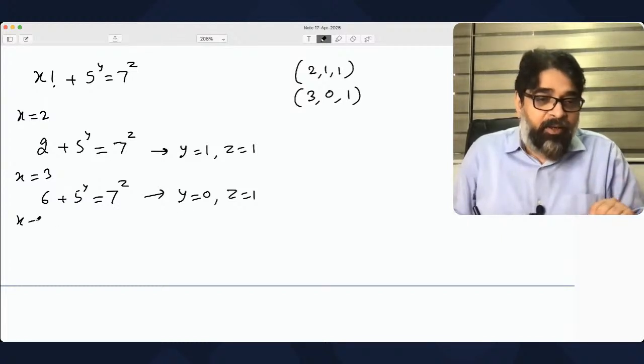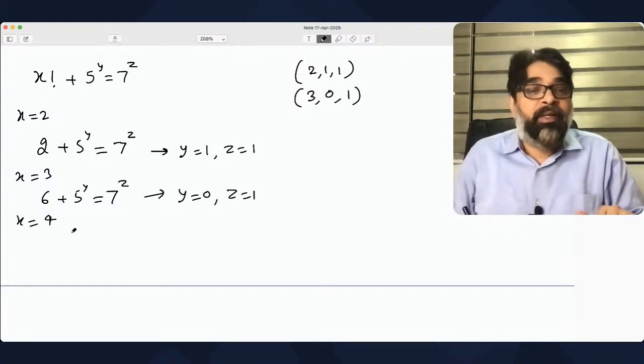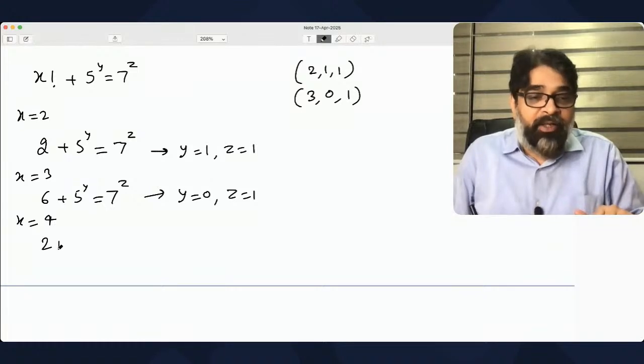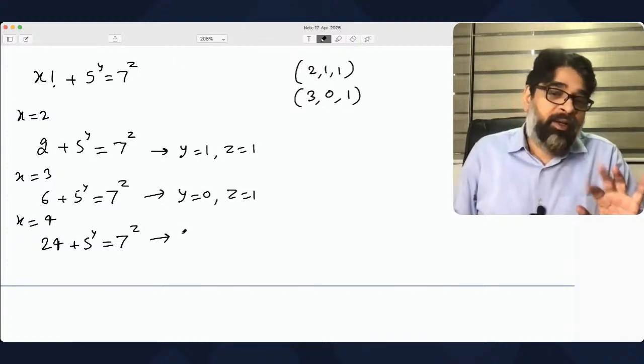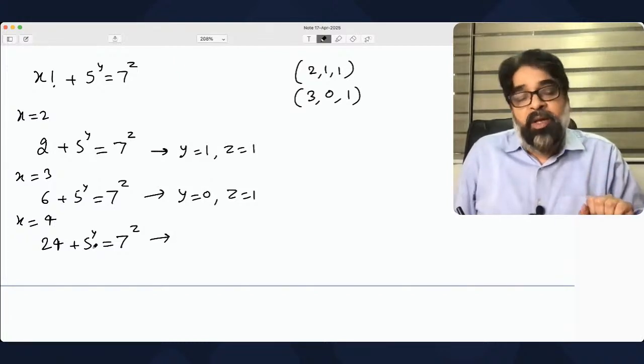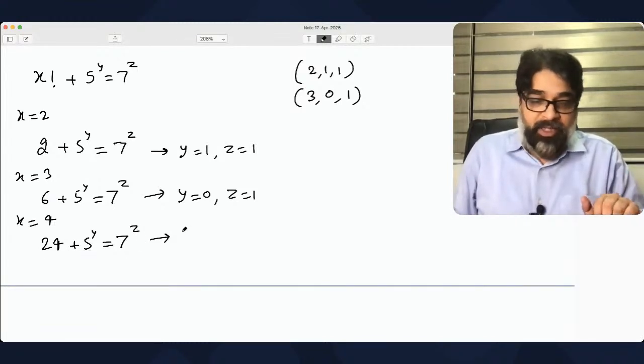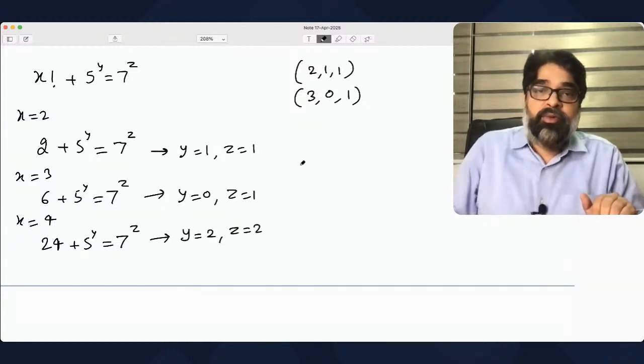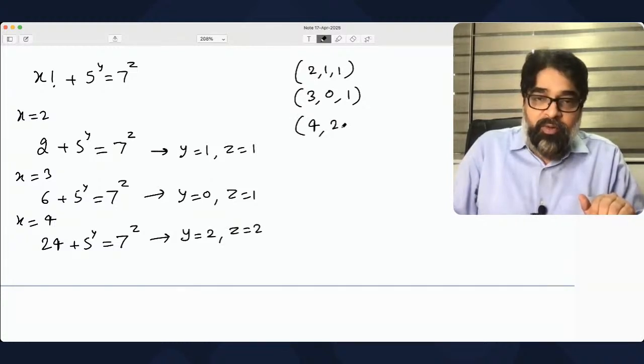Okay, x equal to 4. What will happen? 4 factorial, that is 24, plus 5 power y equals 7 power z. What solution can happen? y equal to 2: if I put 24 plus 25, that is 49, and z equal to 2. Yes, done. y equal to 2, z equal to 2. So another solution, (4, 2, 2).